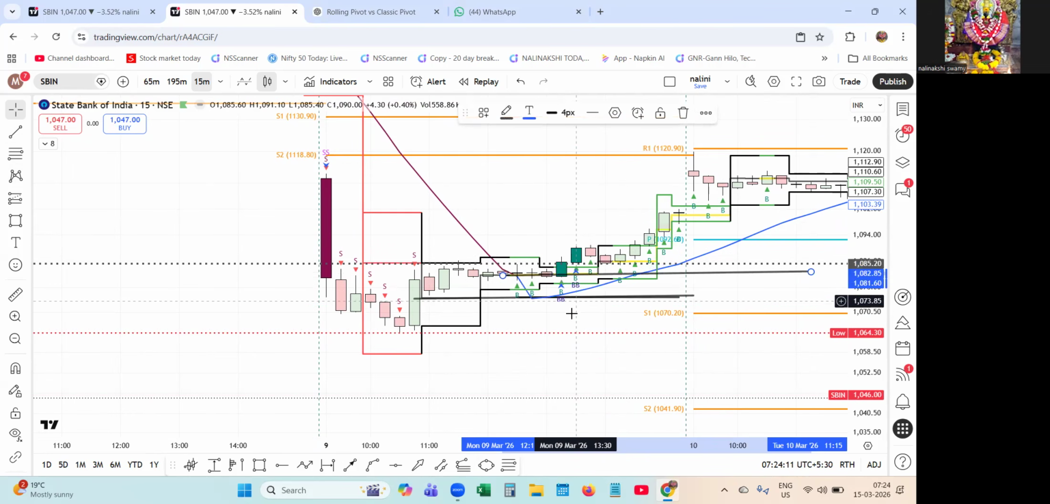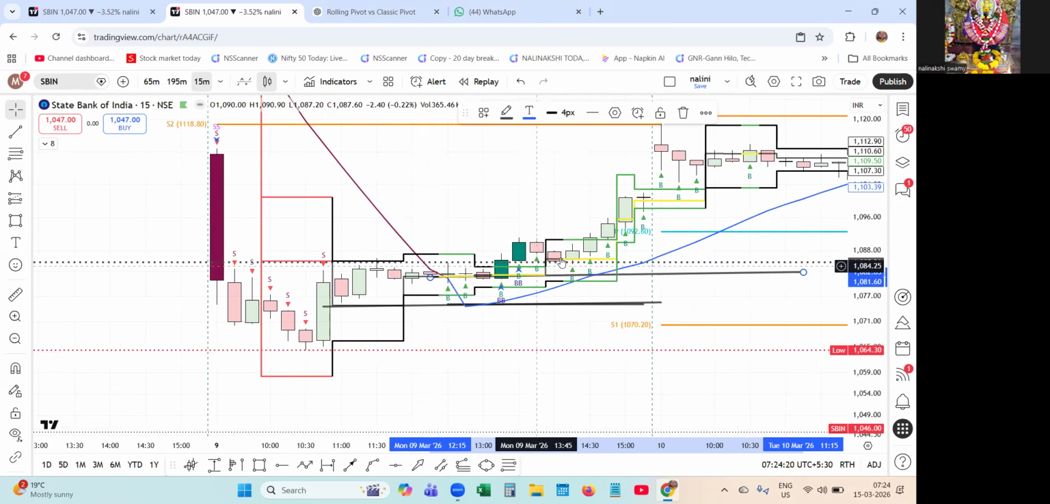When price starts coming below this, only then do you need to panic. You need not panic with the red candles. Not only that, the pivots are telling you everything. Gann HiLo is supporting, price is expanding. So you are not going to panic with that.